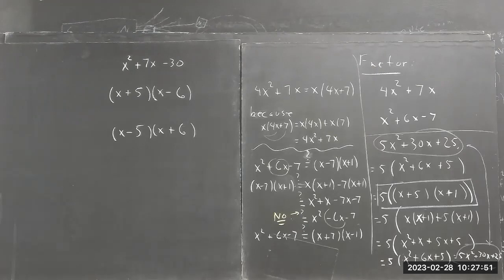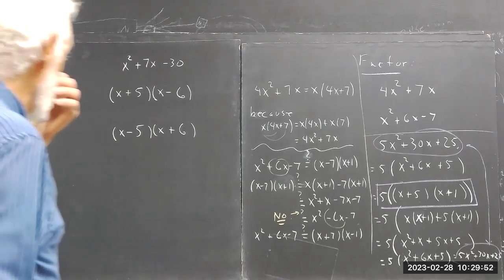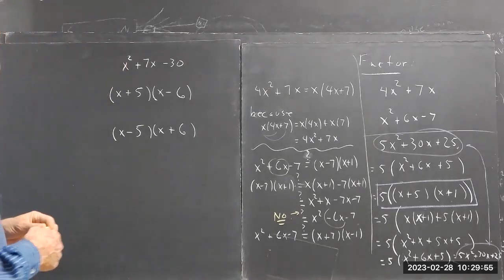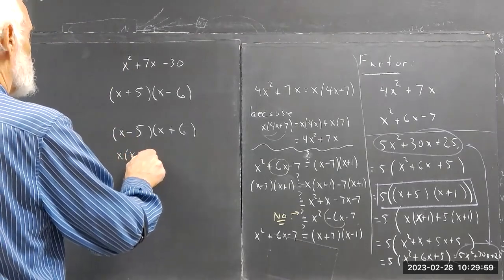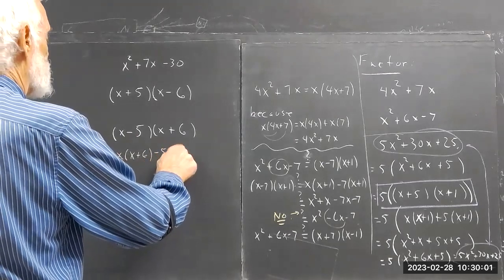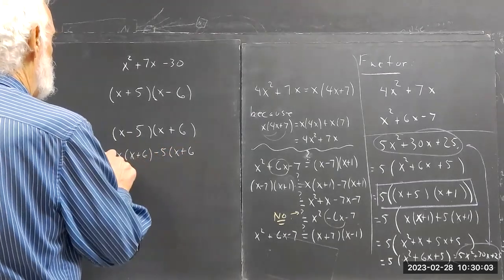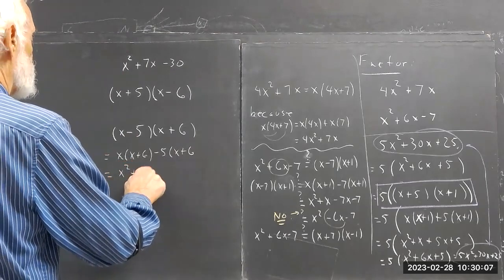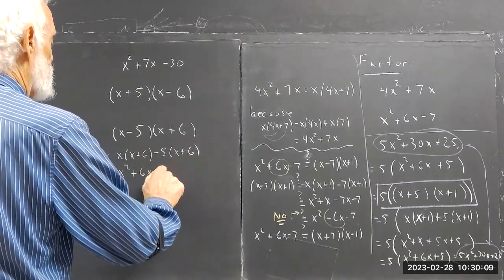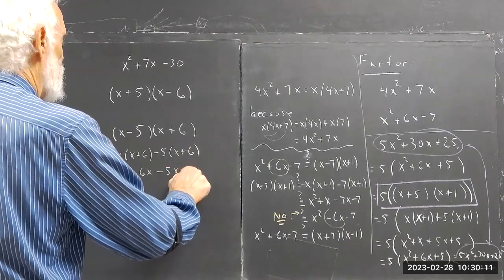Don't skip any steps. Okay, now everybody's either got this or is on the version not getting it. This is x times x plus 6 minus 5 times x plus 6, which gives you x squared plus 6x here, and minus 5x minus 30 here.